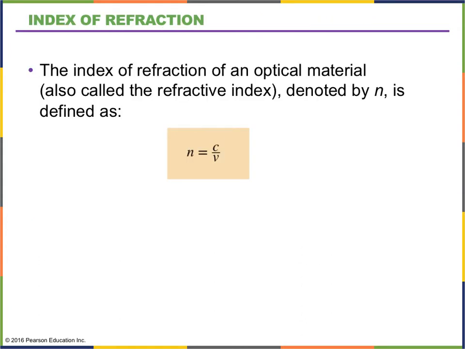The index of refraction is a ratio of the speed of light in a vacuum to the speed of the light in the new material. So the slower the light goes in that material, the greater the index of refraction will be. As light goes into a slower material, it will bend towards the normal. If light goes from a slower material to a faster material, it bends away from the normal.